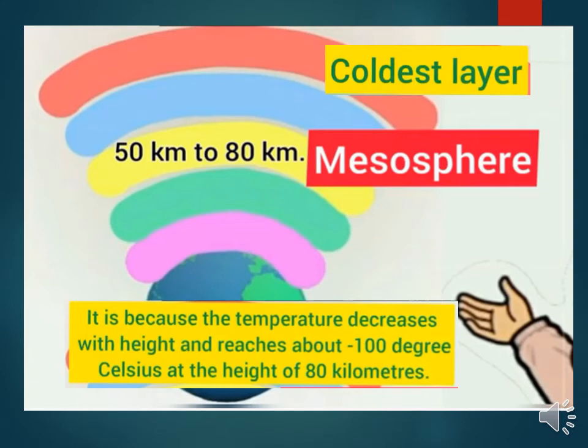It is the coldest layer. It is because the temperature decreases with height and reaches about -100 degrees Celsius at the height of 80 kilometers. So you can see the range of the mesosphere. The height is from 50 kilometers to 80 kilometers. It extends up to 80 kilometers.